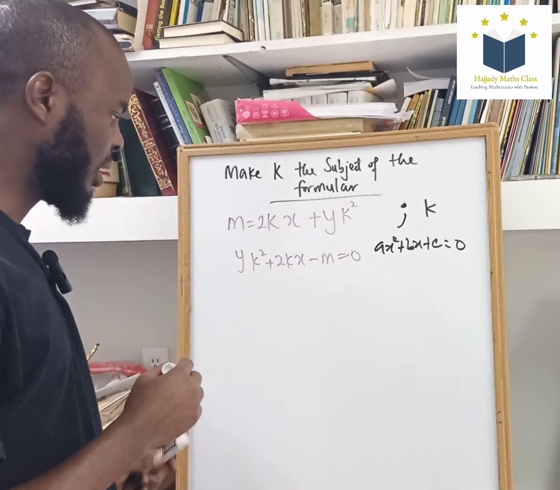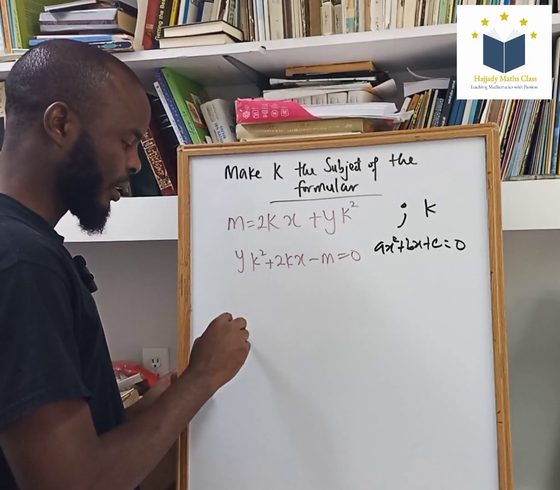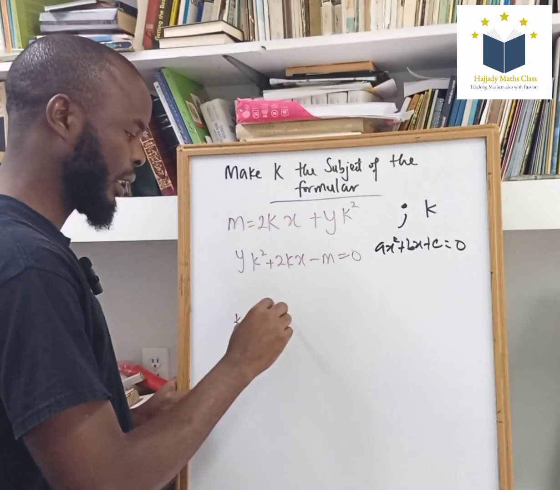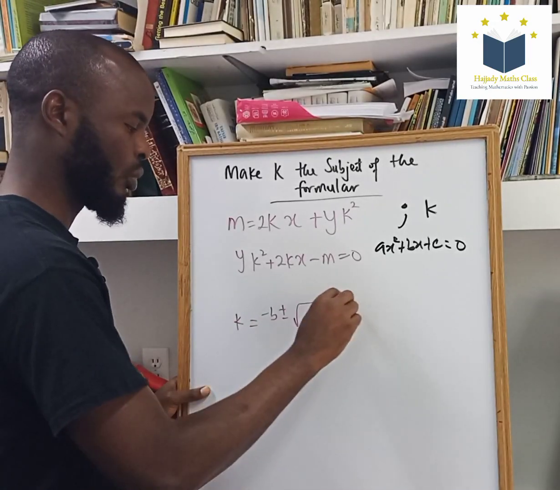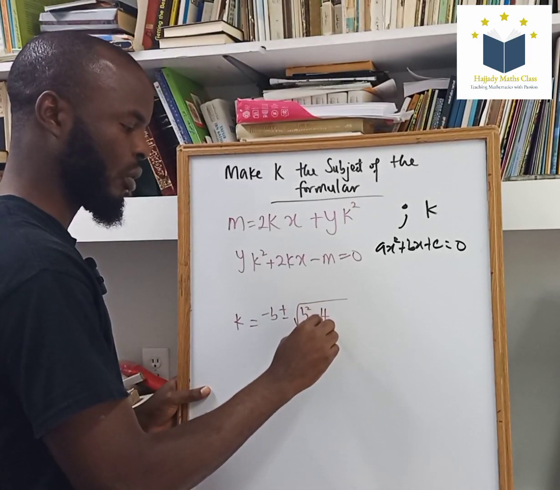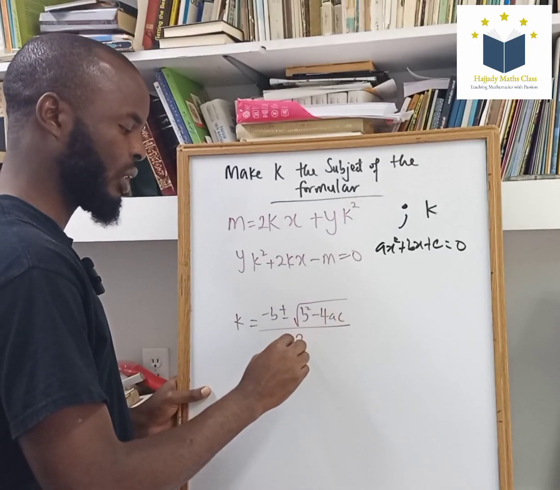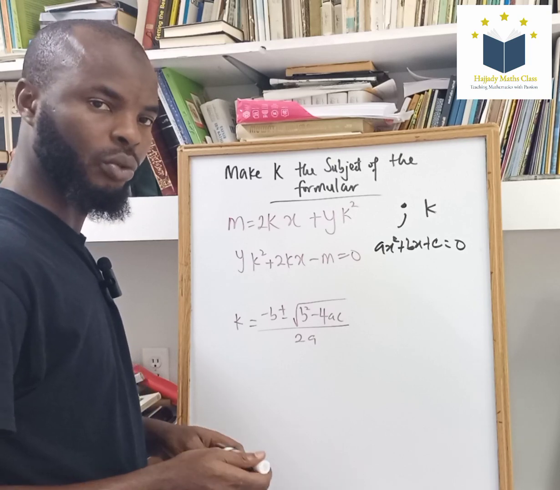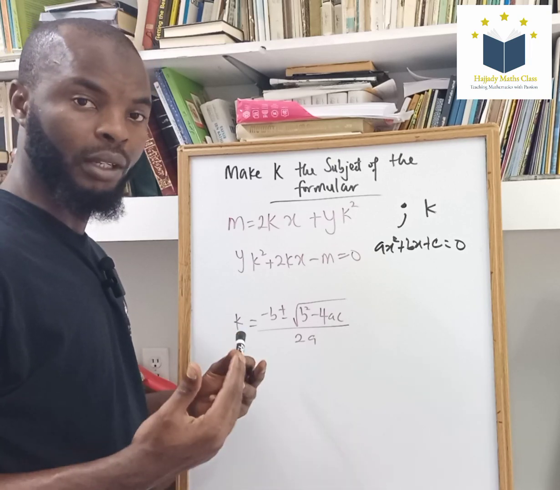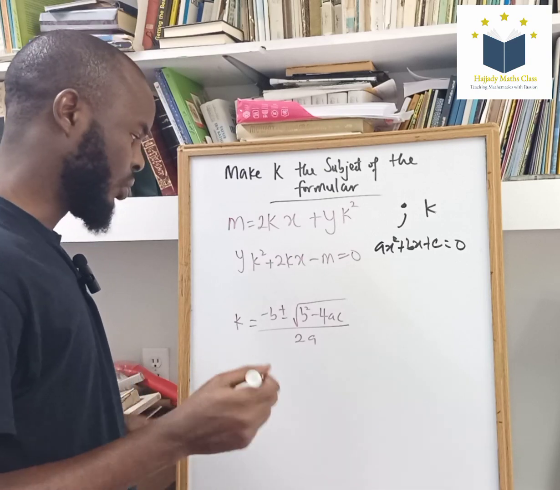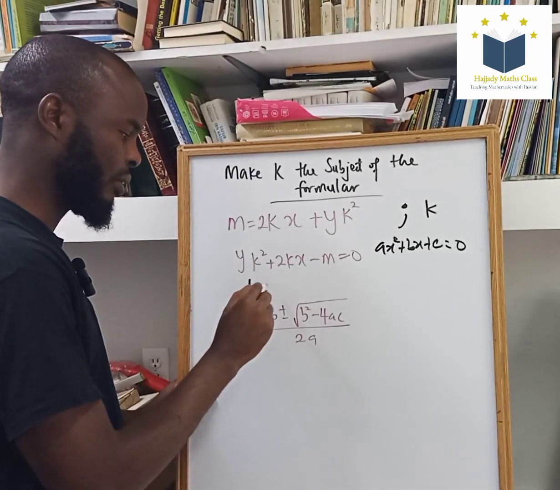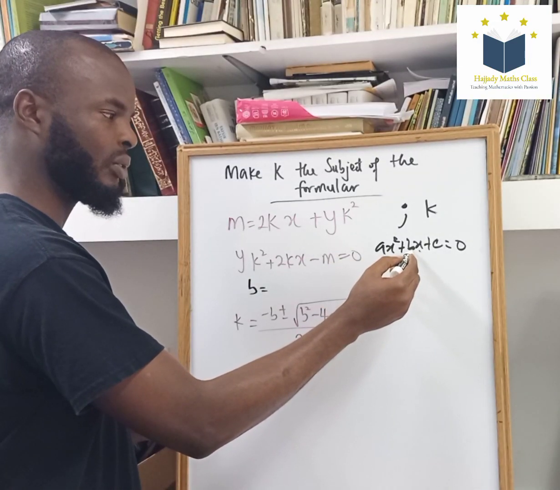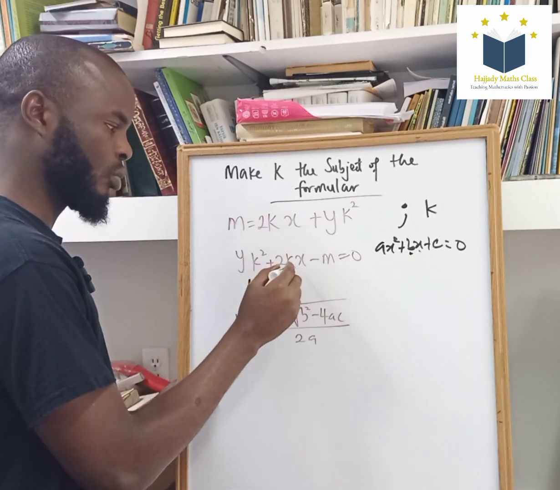The general quadratic formula is k equals minus b plus or minus root b squared minus 4ac, all over 2a. Before we proceed, there is a need for us to declare what our a is, what the value of b is, and also the value of c. Our b is the coefficient of x, or coefficient of k. The coefficient of k here is what? It is 2x.